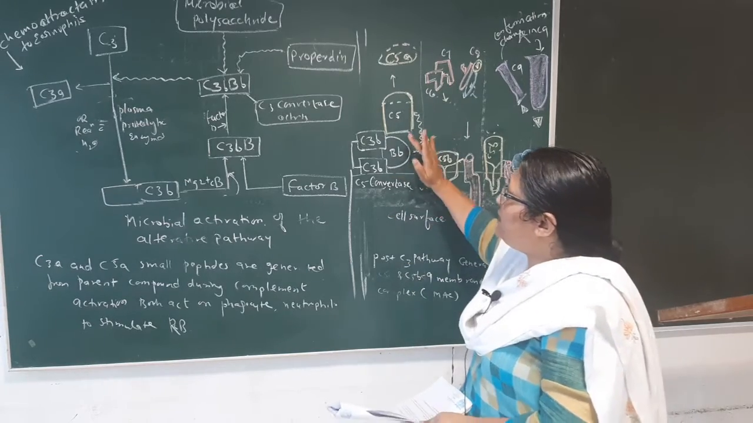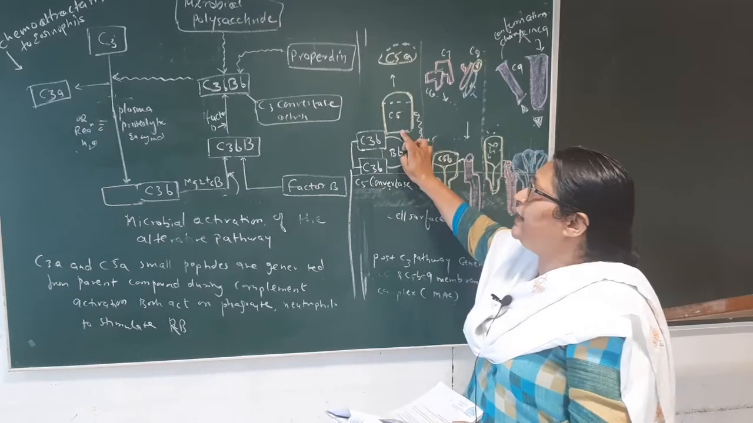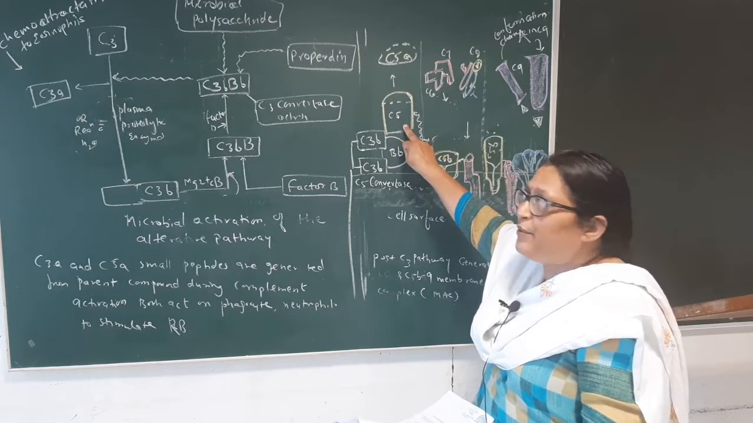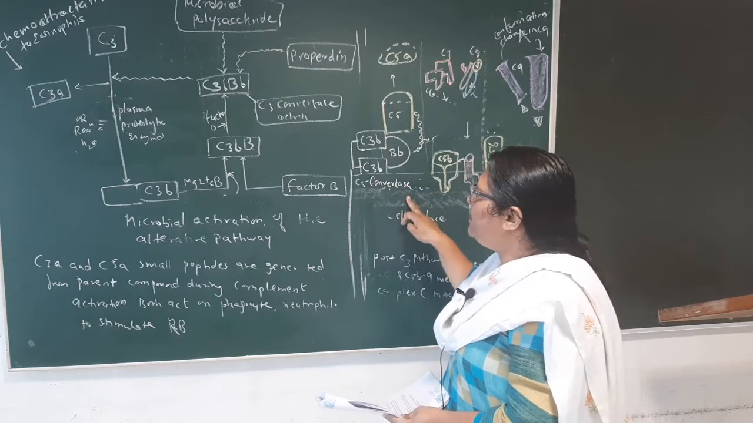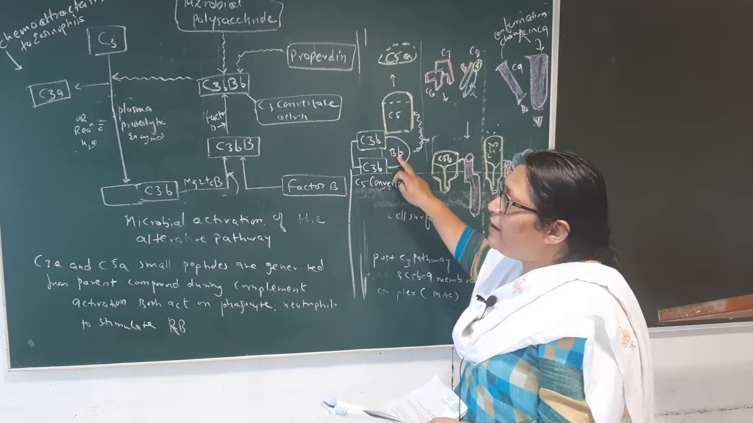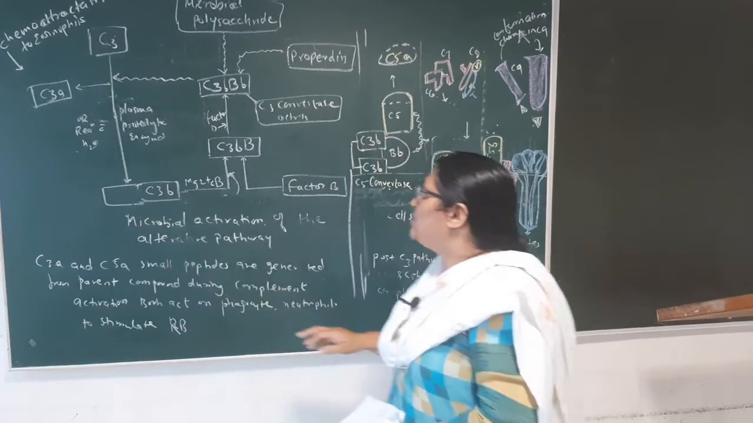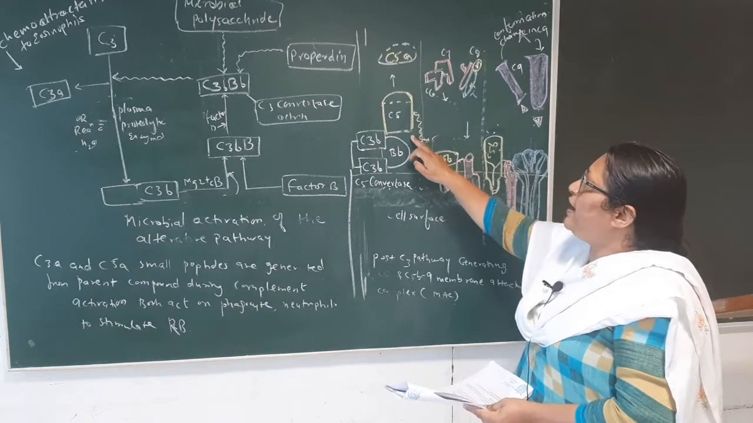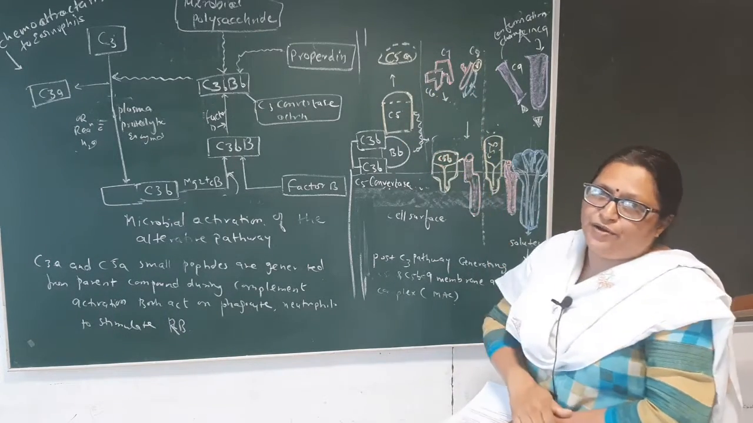So, what is this? This is an inactive form. This is the enzyme convertase which converts the inactive C5 into the active C5a. And what is this C5 convertase? It is C3b and Bb. From where do C3b and Bb come? They come from this one. So, in this way the C5 is converted into C5a and C5b.